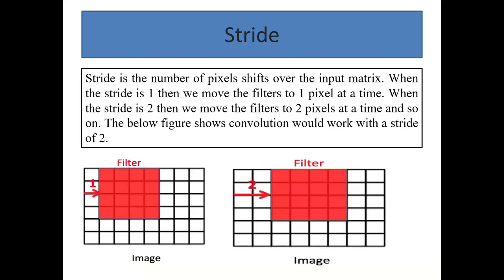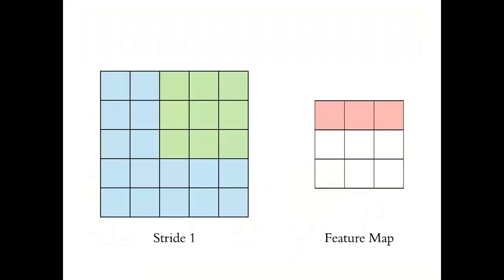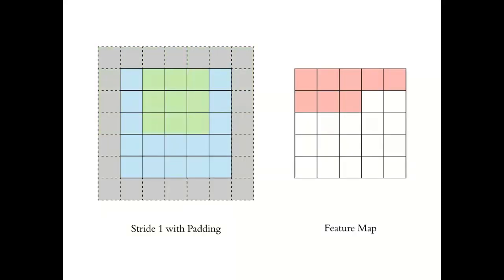What exactly is stride? Simply put, stride is the number of pixels we shift over the input matrix. When the stride is 1, we move the filter one pixel at a time. When the stride is 2, we move the filter two pixels at a time, and so on. So in the figure, this is the filter with stride 1 and stride 2. If you talk about stride 1, it is going to be like that, and the feature map is going to be like that. Every time one shift happens, one stride happens. If you take stride 2, we are going to take two pixels, so that is basically stride.